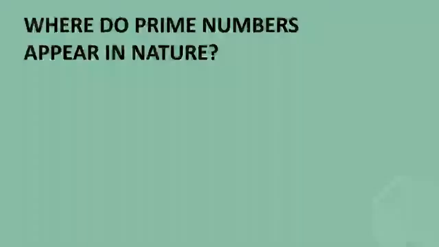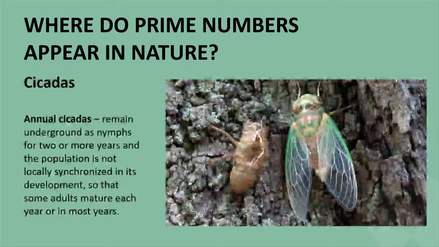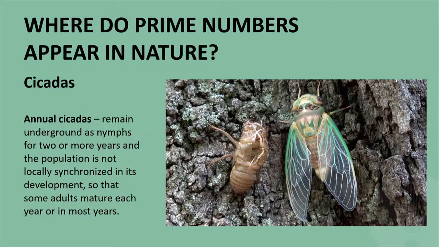So where do we find prime numbers in nature? Cicadas. And we have one of these events coming up this year. Now, there are different kinds of cicadas. We have annual cicadas, and these appear every year. There's a lot of species that are annual cicadas. They remain underground as nymphs for 2 or more years, and the population is not locally synchronized in its development, so that each year there's going to be an adult that comes to the surface, or more than one adult that you're going to hear.